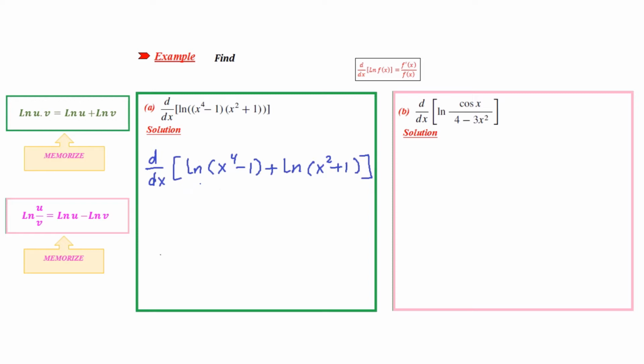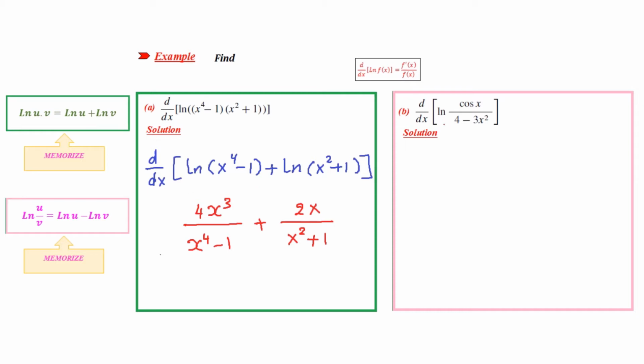Now you can find the first derivative, and as you know, the derivative of ln of any function equals the derivative of the inner function divided by the inner function. So you have to apply this rule twice here. For the first one, we have the derivative 4x to the power 3 divided by x to the power 4 minus 1, plus, in the same manner on the second function ln(x squared plus 1), the derivative of the inner function, 2x, divided by the inner function. And this is the derivative of our question.